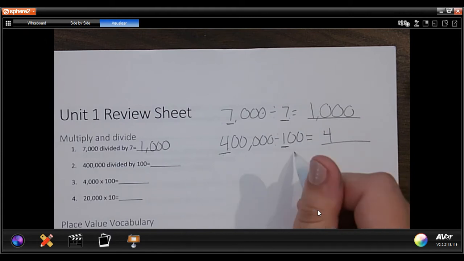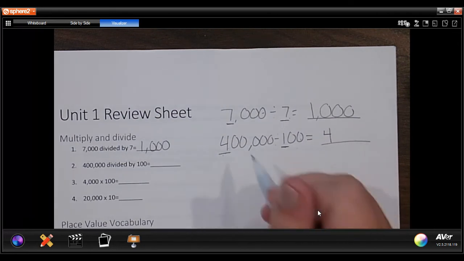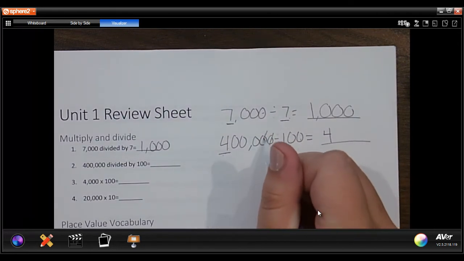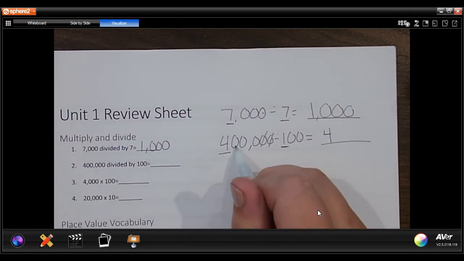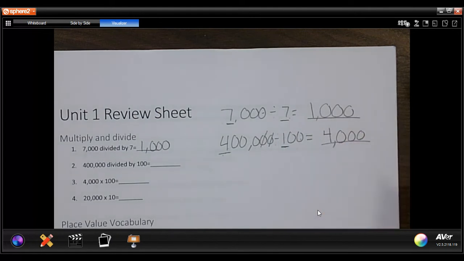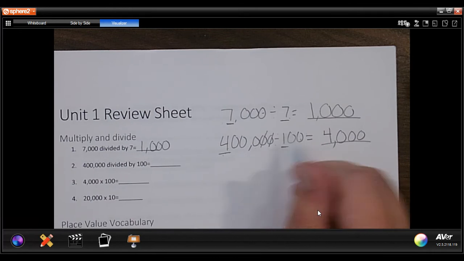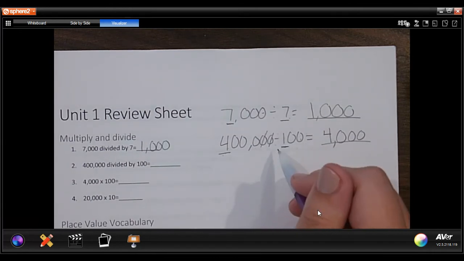Next, I'm going to look how many zeros are in my smaller number. So I see 1, 2 zeros in my smaller number. That's how many zeros I'm going to be taking away from my larger number. Then I count the zeros that are left in the number, and that's how many zeros are in my answer. 1, 2, 3 zeros. So my answer would be 4,000. This happens because I'm going back 2 place values. So if I go back 2 place values, that means I need to take away 2 of the zeros.